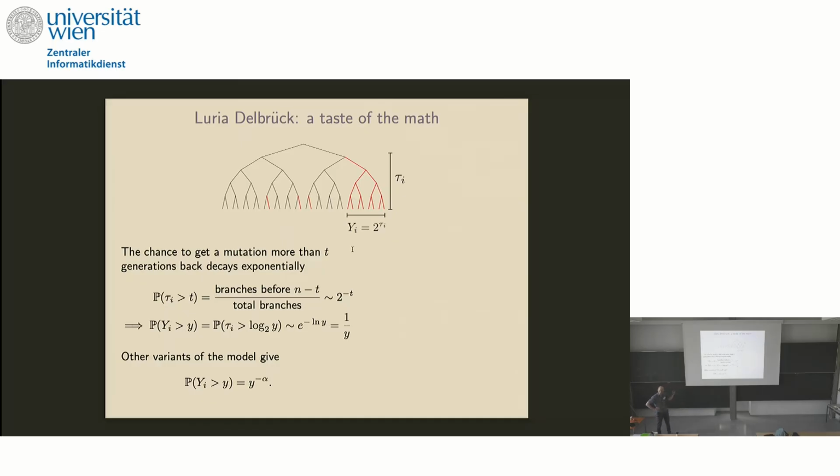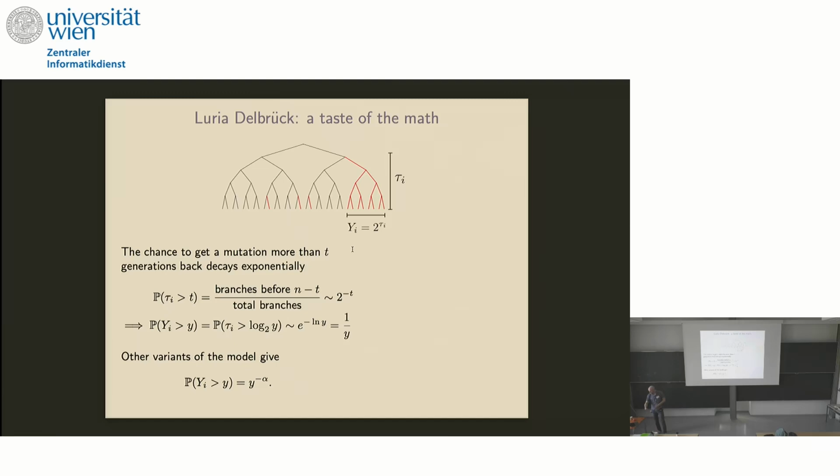And so to figure out the distribution of that tau, you basically just need to look at the fraction of branches before n minus t, if you're looking at the probability tau is greater than t, where n is the size of the tree, over the total branches. You can work that out very easily, and you get this exponential decay in tau. So you're more likely to get the mutations at the end of the experiment because you have many more branches there.